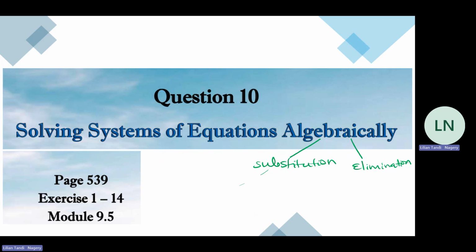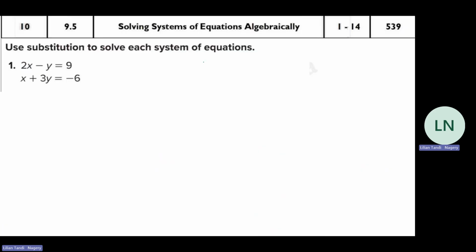The question should tell you. If the question doesn't tell you, you choose whichever method you want. If the question tells you to do substitution, you must do substitution. If the question says you do elimination, you must do elimination. You have to do what the question has said. Always answer the question that is asked. Question says here, use substitution.